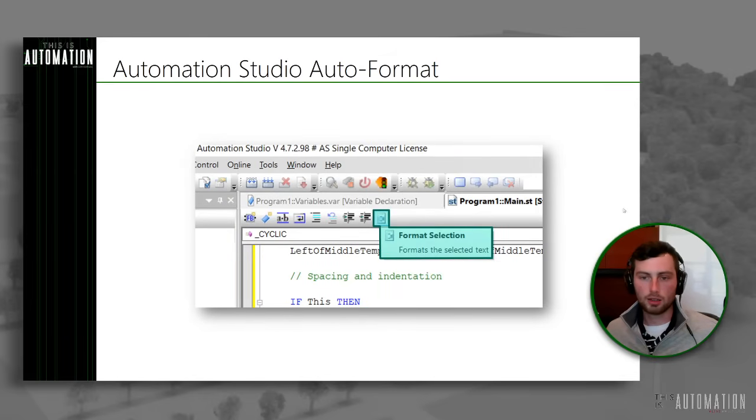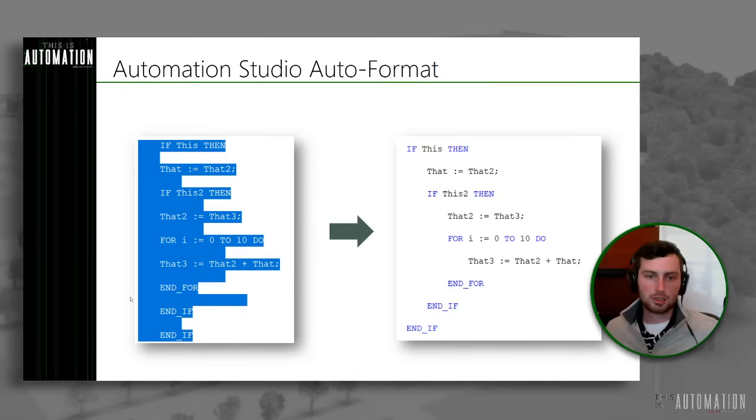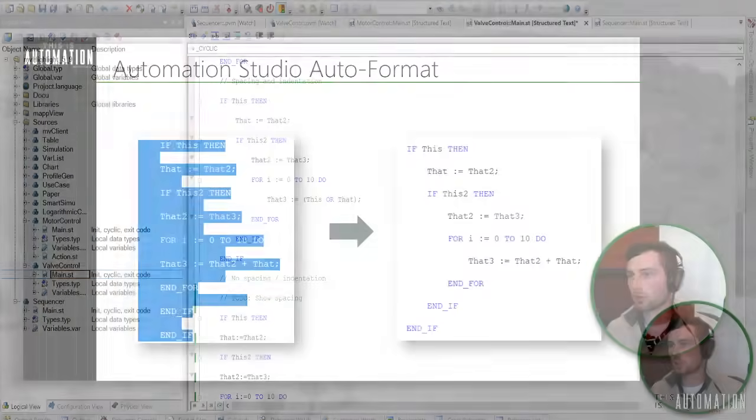If you select some text in your editor and hit this Format Selection button, it will take that unformatted, untabbed selection and automatically format it for you. So that's a really, really nice tool. Again, if things get a little wonky in your code, you can use that to quickly fix it. So I'll show you that real quick.